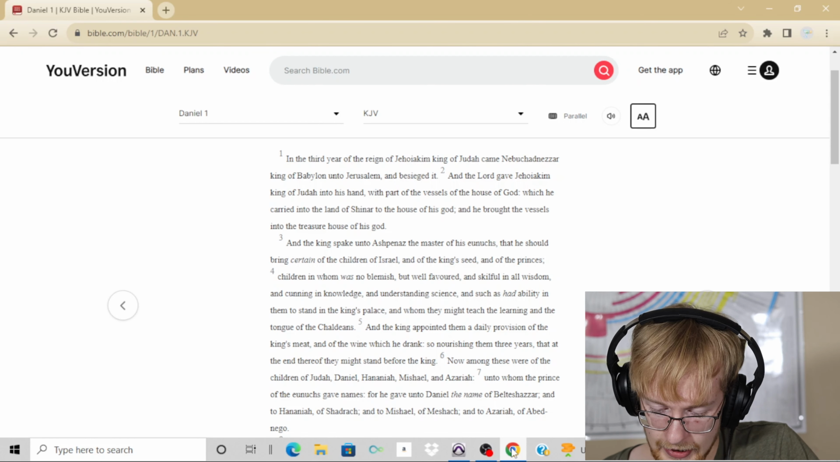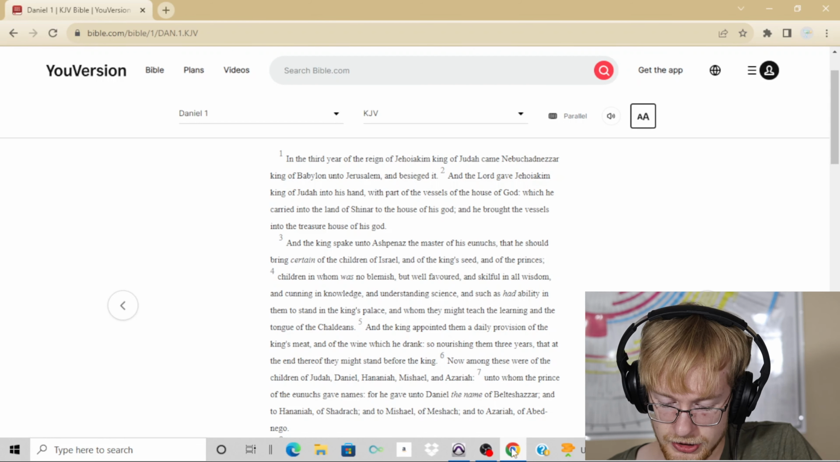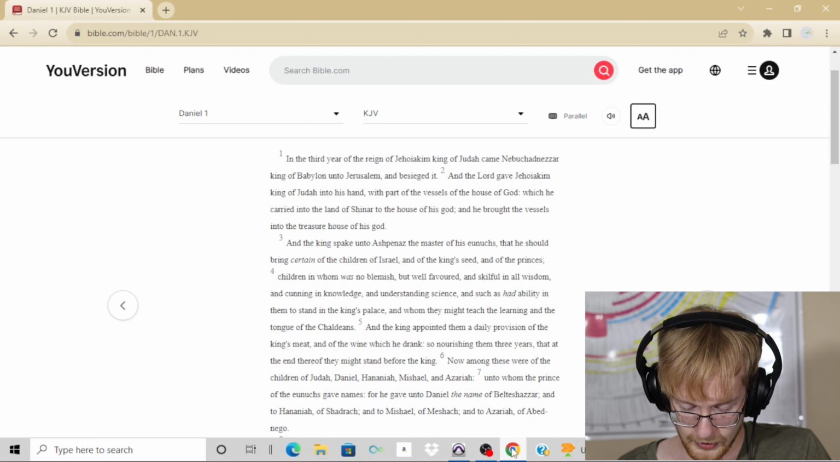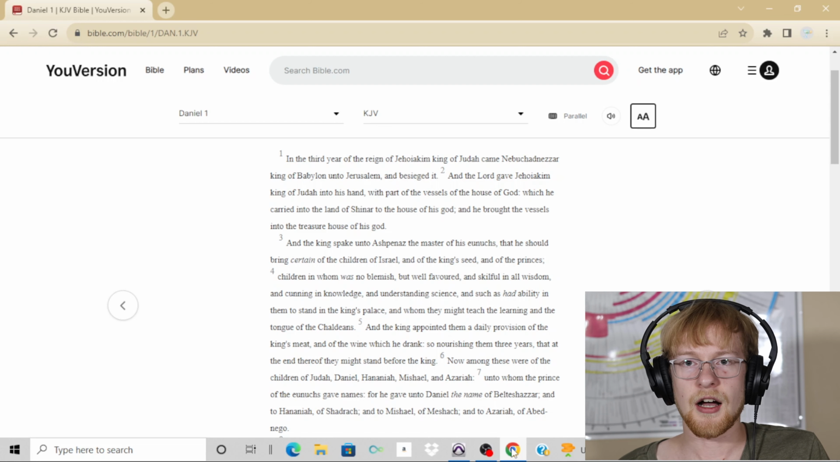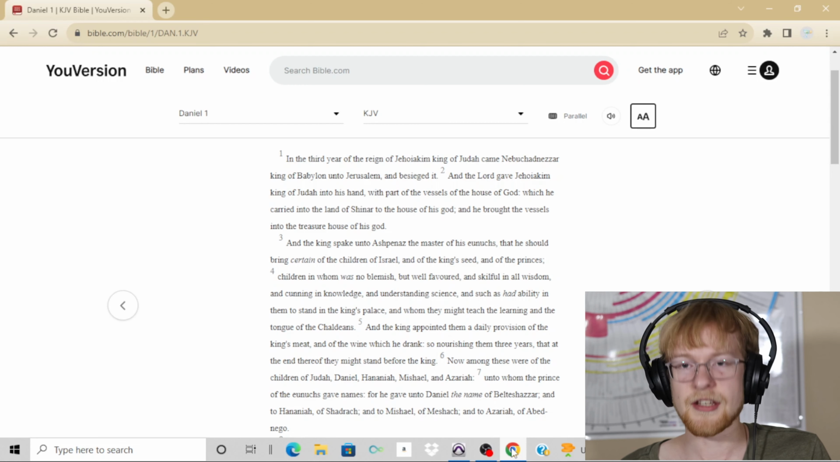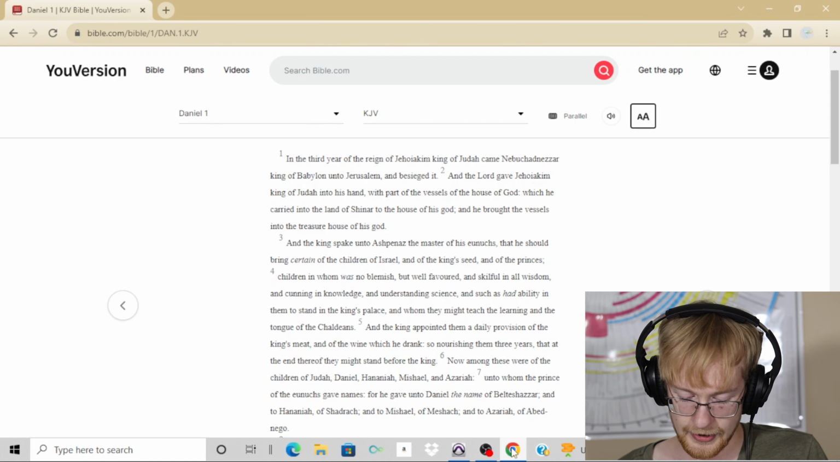Verse 8, Daniel purposed in his heart that he would not defile himself with the portion of the king's meat, nor with the wine which he drank. Therefore he requested of the prince of the eunuchs that he might not defile himself. Now it could be there were things on the table, or food that they were given to eat that was not clean for them to eat. In the law of Moses, it would probably contradict that law and go against that.